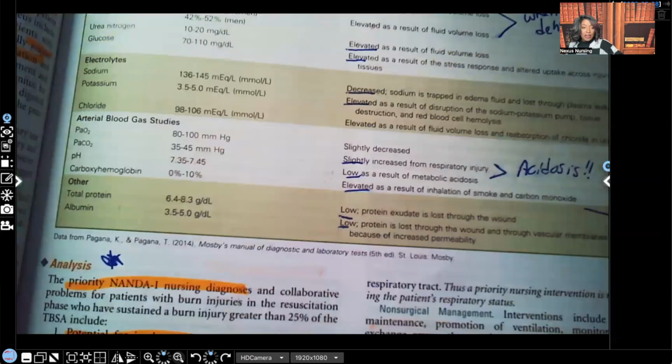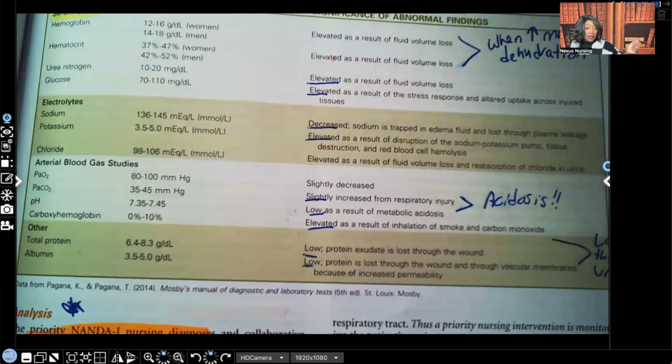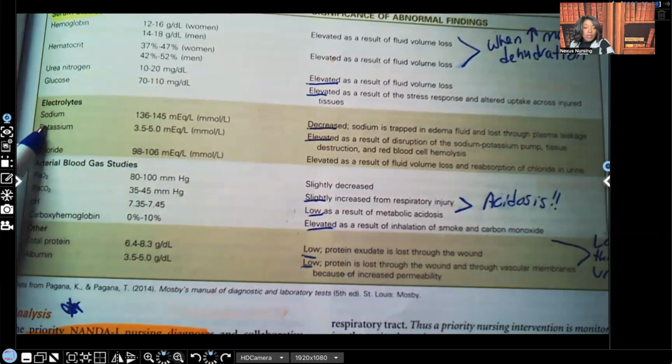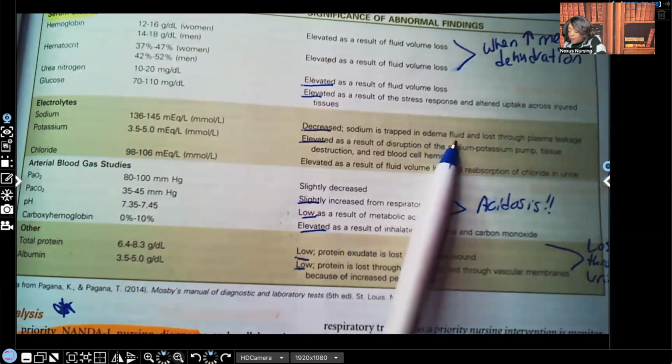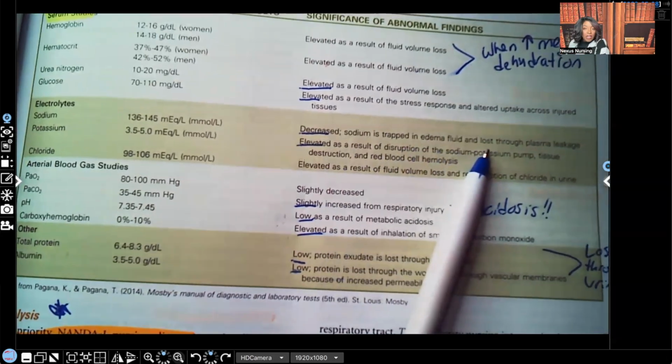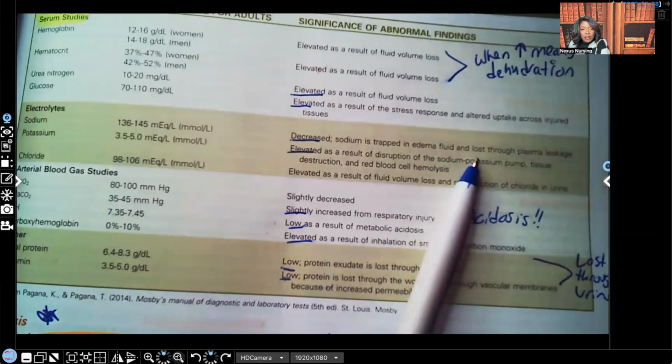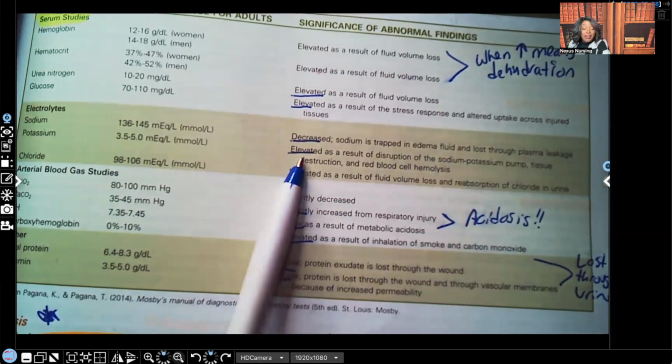Let's talk about electrolytes. We talked about this in part 1, very in depth. Sodium's going to be down. Sodium is trapped in edema fluid and lost through the plasma leakage. Remember, plasma, that's the protein portion of the blood. So the sodium's going to be down while potassium is up.